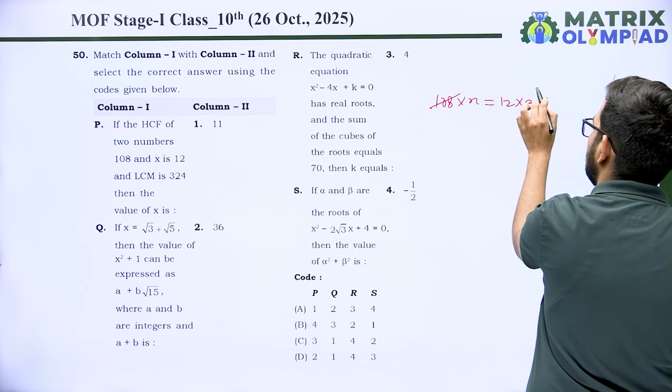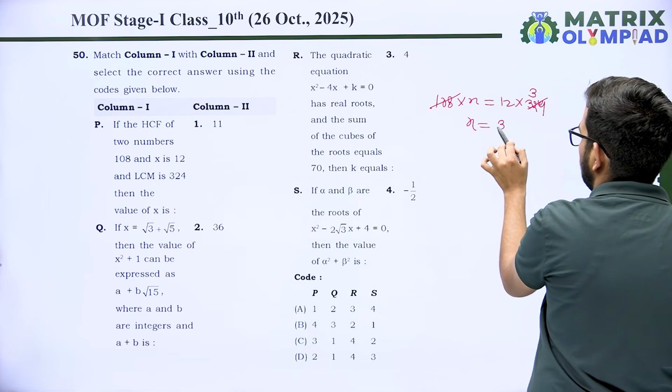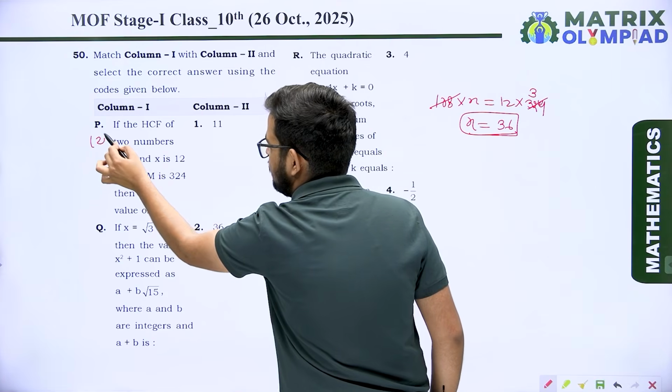Simplify, we get x equal to 36. So P's correct answer is the second one.